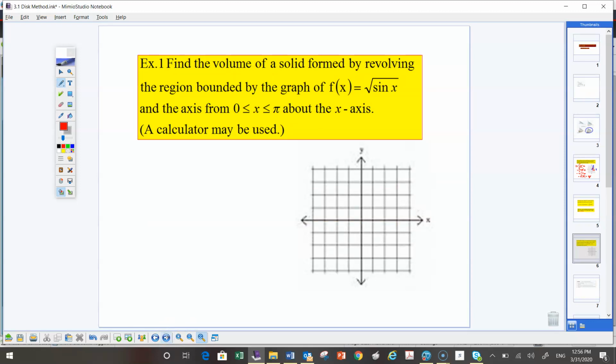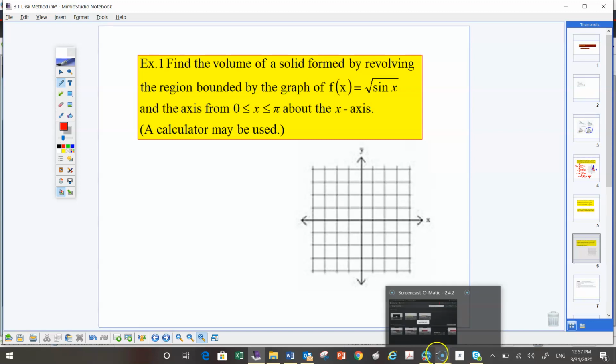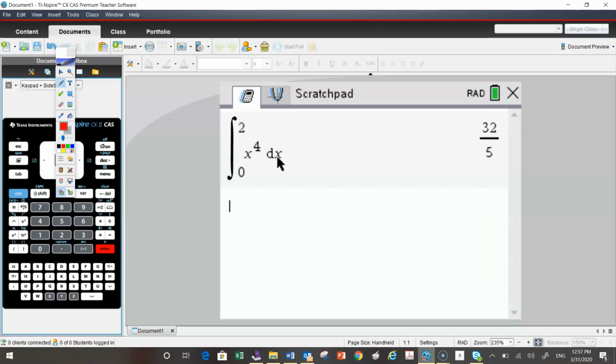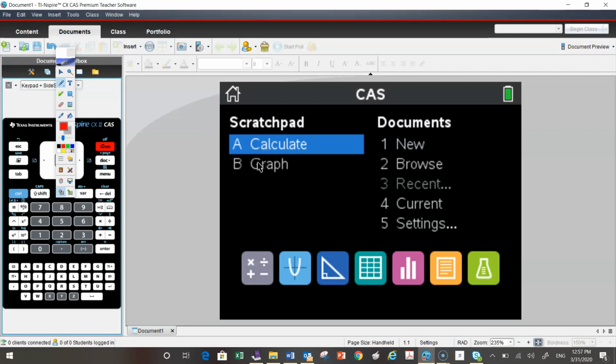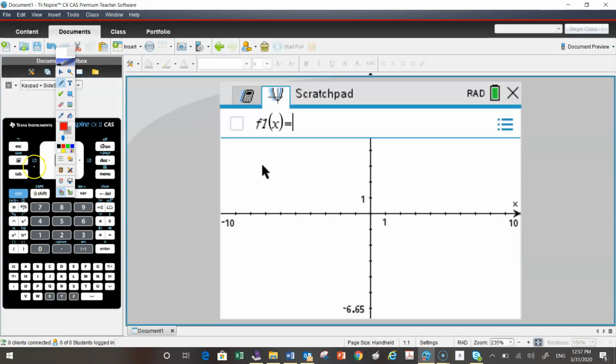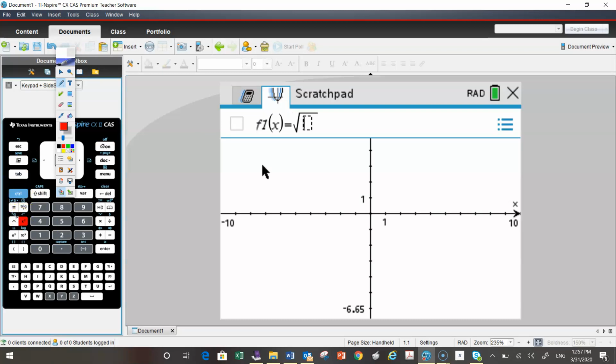So we're asked to find the volume of a solid formed by revolving the region f of x, which equals root sine x from 0 to pi, and we want to rotate this about the x-axis. So it might be handy to get a picture of this. So I want to graph the square root of sine x.